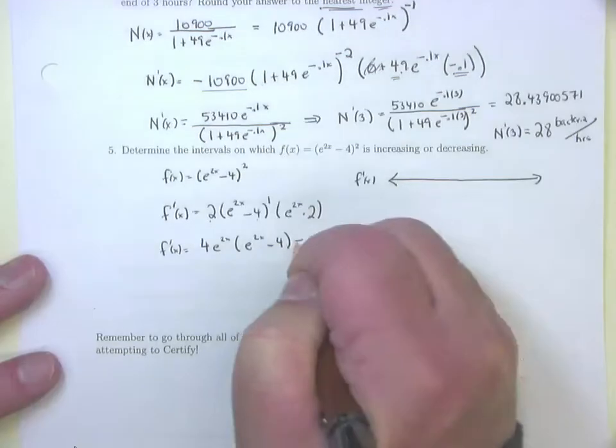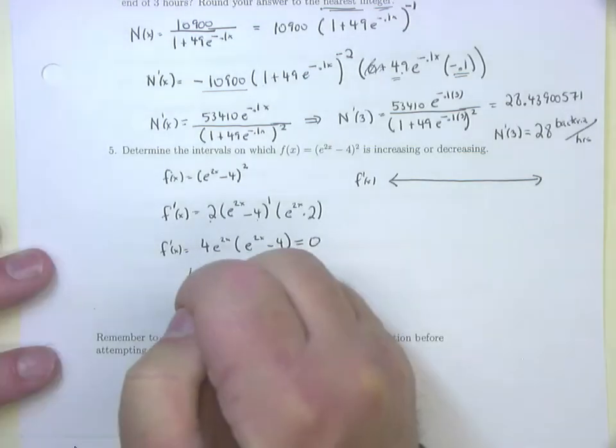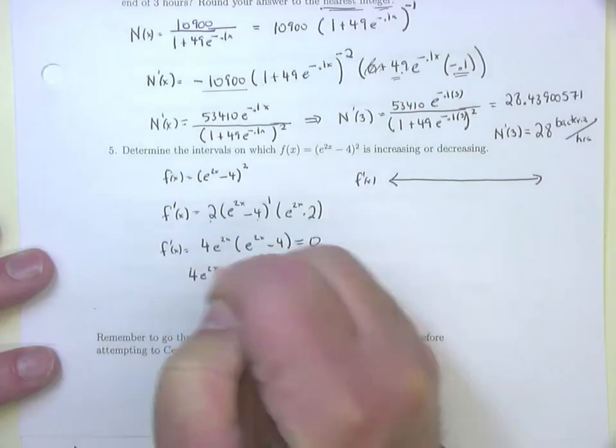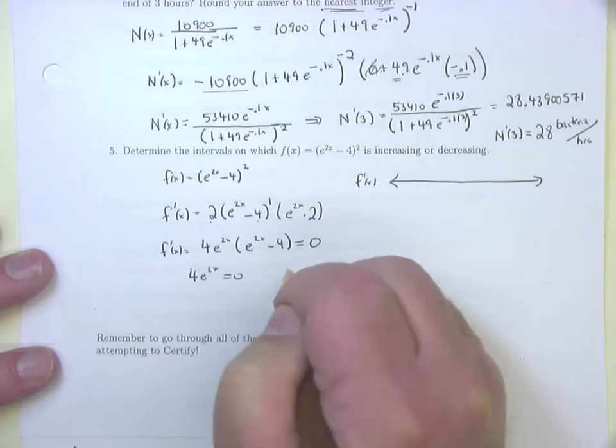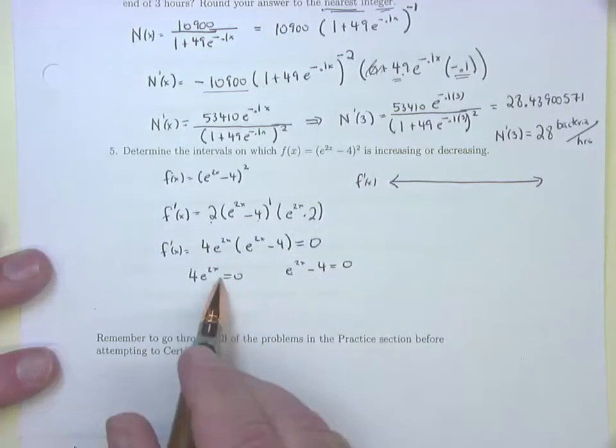Now I'm going to do this only once and then remind you the next time after that. All right, then you set each factor. See, it was already factored for you. After you set a function equal to 0, you factor it and you set each factor equal to 0. Well, 4e^(2x), I'm going to set that factor equal to 0. And the other one is e^(2x) minus 4. I'm going to set that factor equal to 0. How would you solve this one?